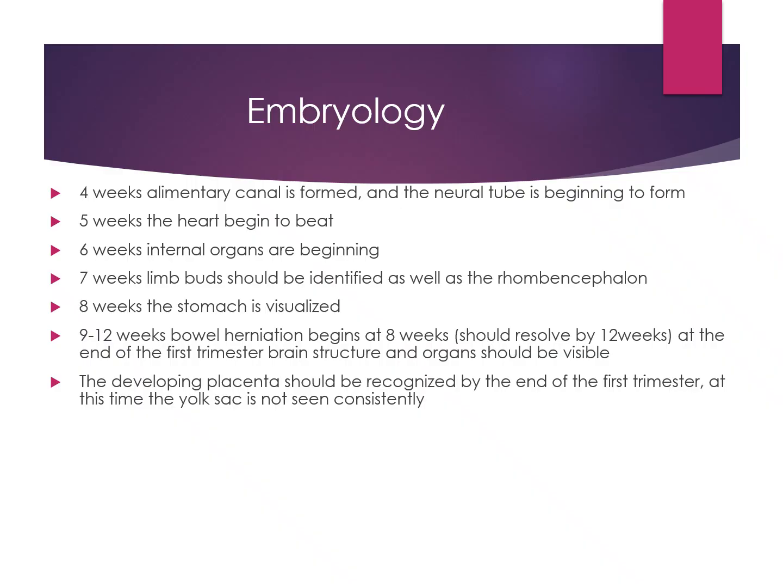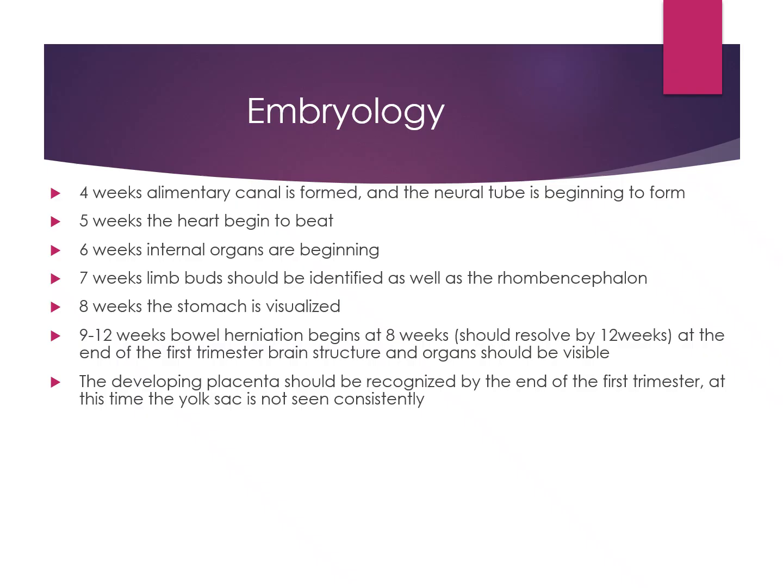We can further break this down into weeks. So that first trimester, let's break that down. So 28 days, it's 4 weeks, we've got implantation, the alimentary canal is forming, the neural tube is beginning to form. Week 5, we get that heartbeat. So our first ultrasound, it's about 6 weeks. You should definitely be seeing a heart flutter in there.